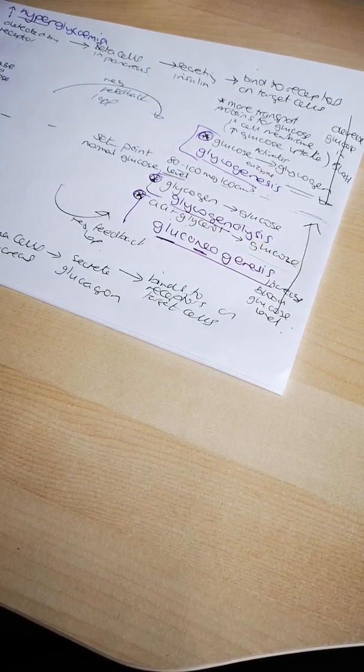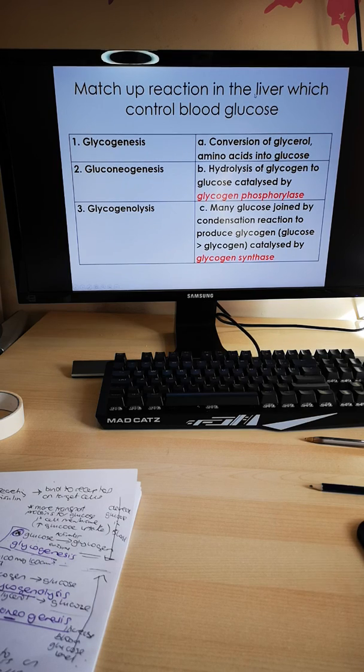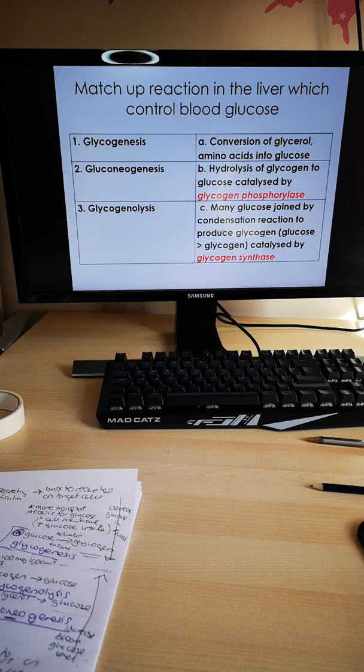Okay, so back to the PowerPoint. In the PowerPoint you should be able to match up now these reactions. Now the target cells that I've been referring to, a lot of them are liver cells. So the liver and muscle are really the target cells for insulin and glucagon. So can you match up these three key terms with the reactions? I've also put in red the name of the enzymes, which is off spec, just for essays really and research. Okay, so have you started to match them up?